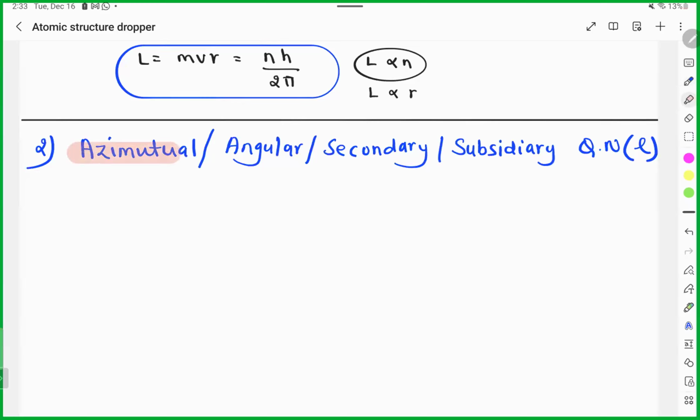Okay? Azimuthal, subsidiary, or L. Okay, and we'll talk about four subshells s, p, d, f, and based on that we have the complete groups: s block, p block, d block, and f block. Right? So this was given by scientist Sommerfeld.